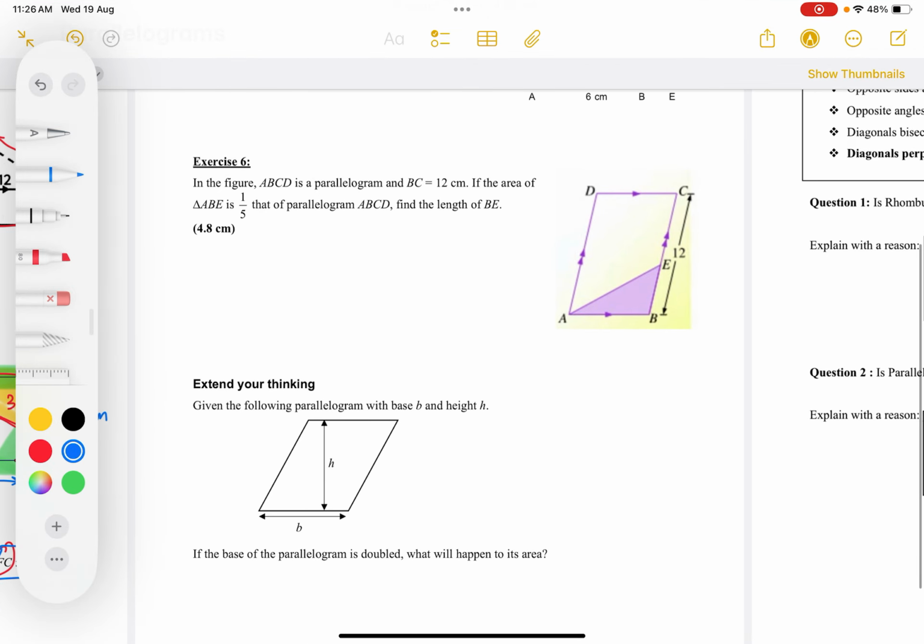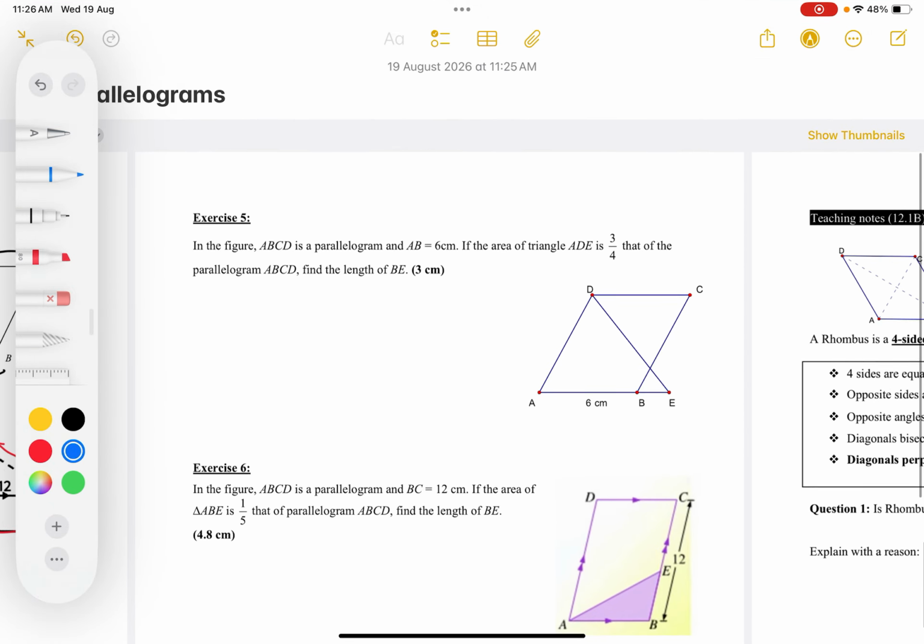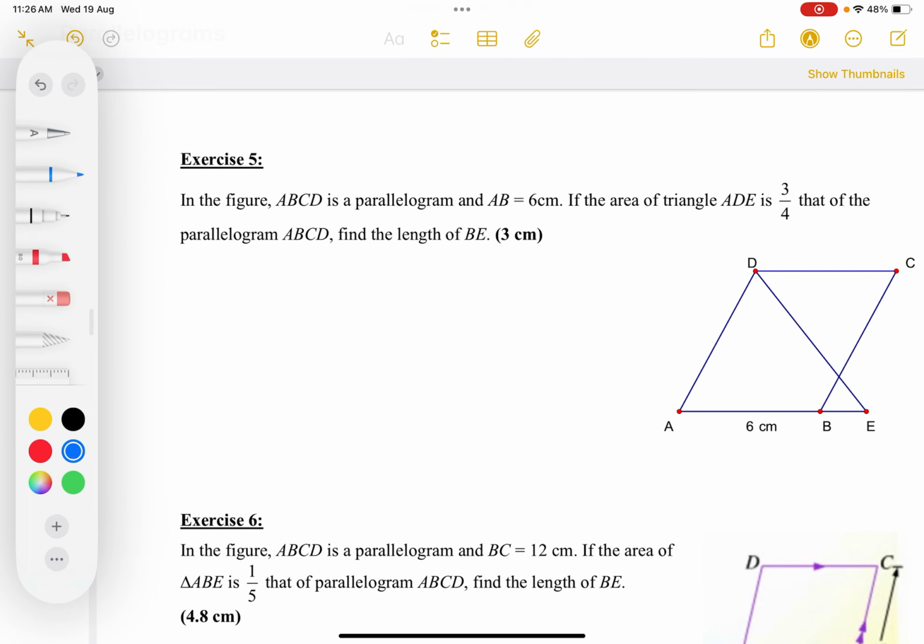Okay, welcome back. Let us now move on to page 5 of our same set of notes. Let's try and understand the question. We've got ABCD is a parallelogram. AB is 6, so that tells us that DC is also 6 cm. And they further tell us that area of the triangle ADE is 3/4 of the area of the parallelogram.